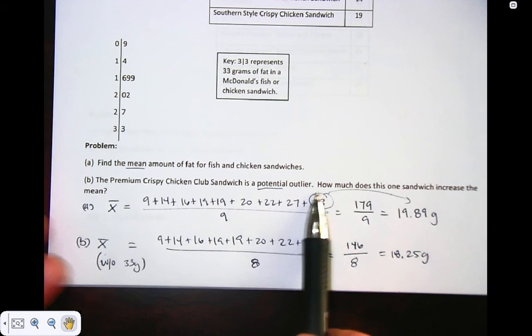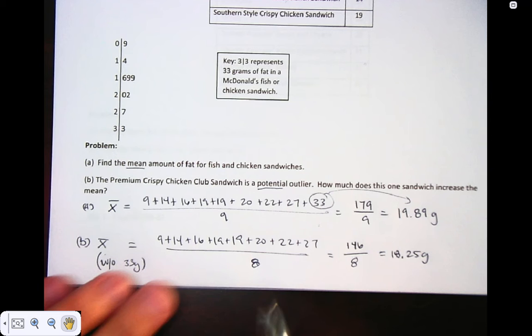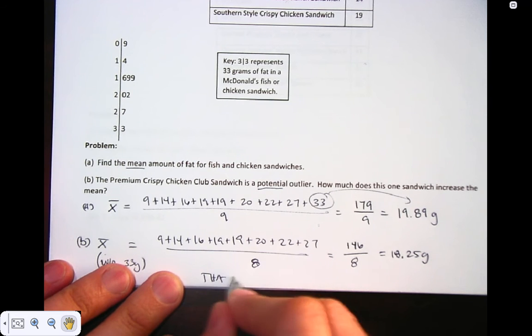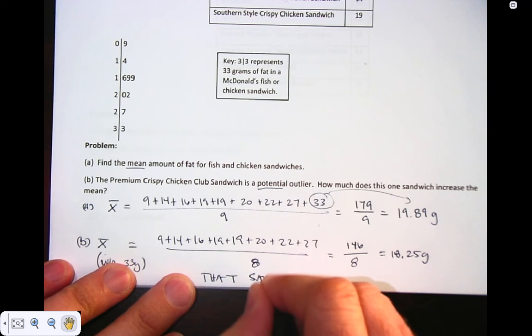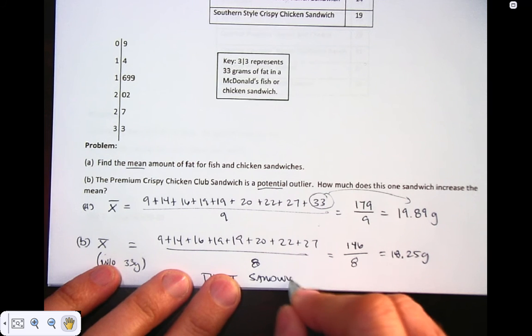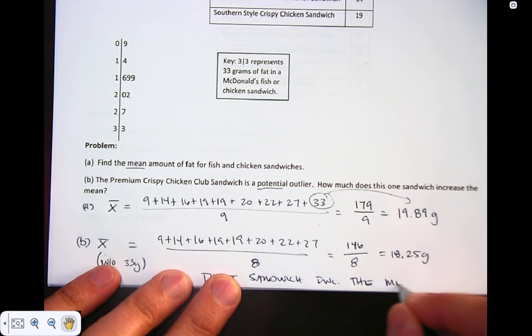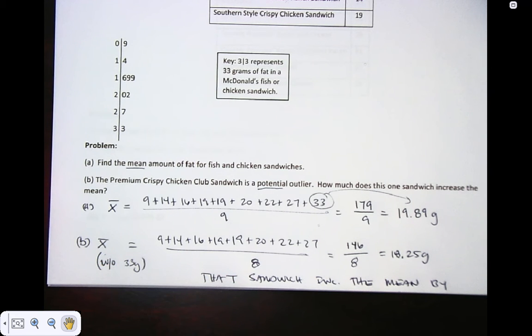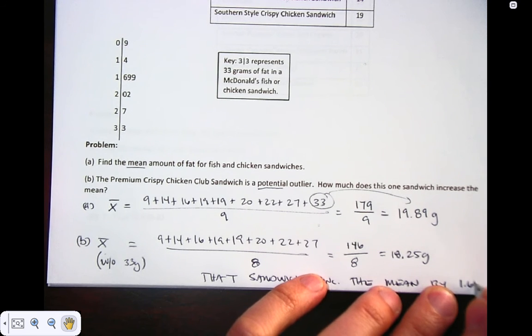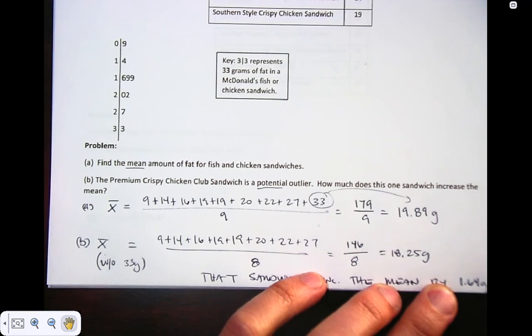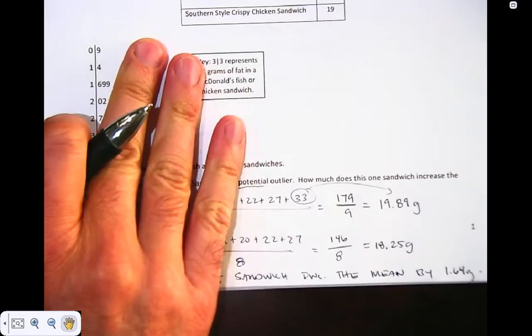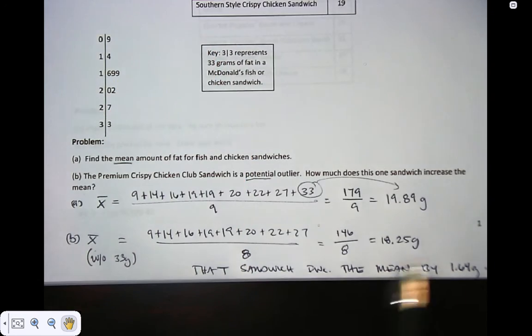Right? And so how much does this one sandwich increase the average, or the mean, by? Then you have to do 19.89 subtracting 18.25. It increased it by 1.64 grams.